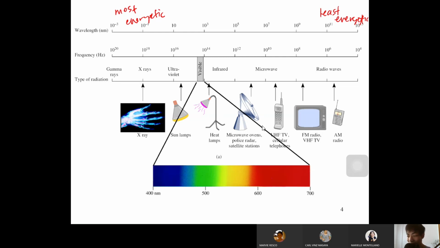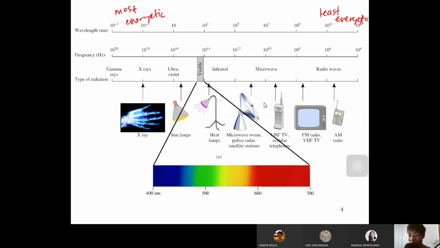Ano yung hindi safe? Ang hindi safe ay yung mga something na nandito sa left side. Ito yung mga mataas yung energy. Kasi dito sa part na to, yung mga waves na to, they are less energetic. Hindi sila makaka-apekto sa atoms. Itong microwaves, dito na nag-start siya maka-apekto sa atoms.